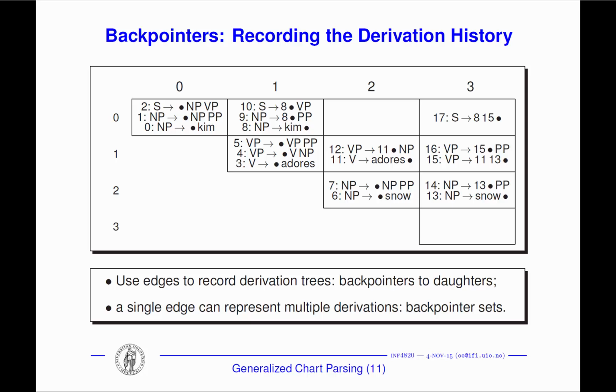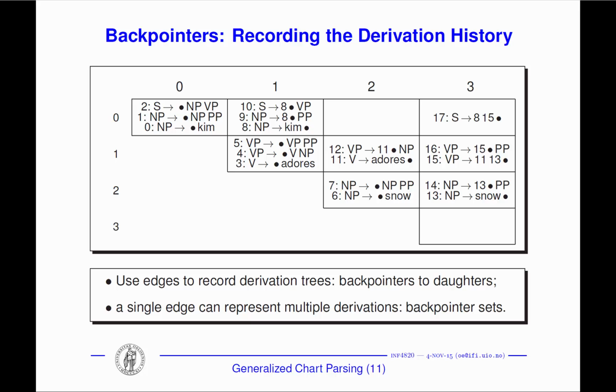The active edges were very useful to us, but they record intermediate points of computation. They cannot be part of a complete result. A complete result has to be composed entirely of passive edges. So backpointers to daughters give us the linkage. It's the result of an application of the fundamental rule.